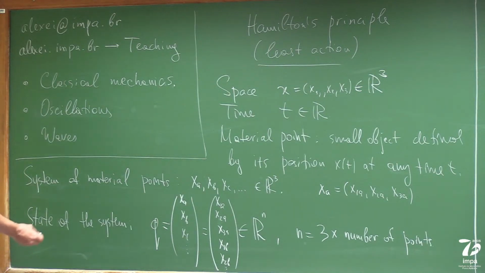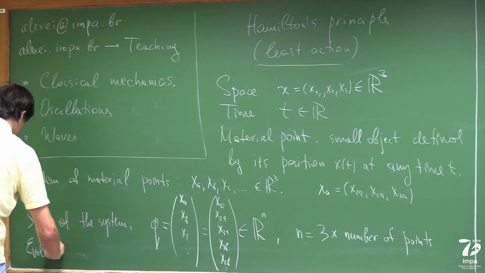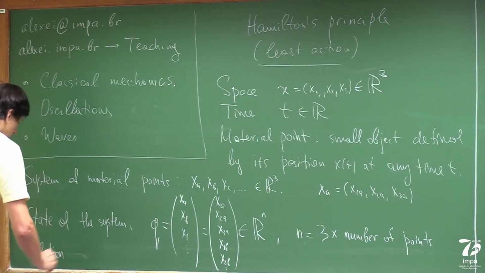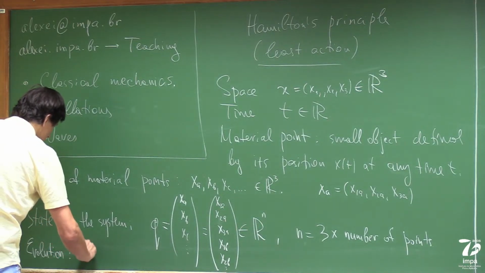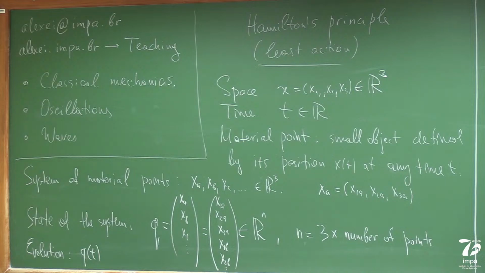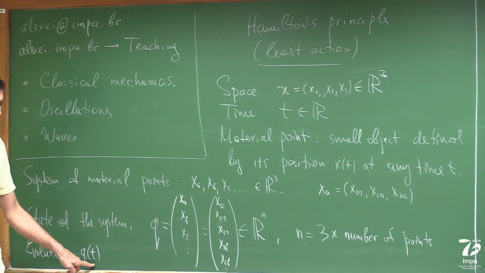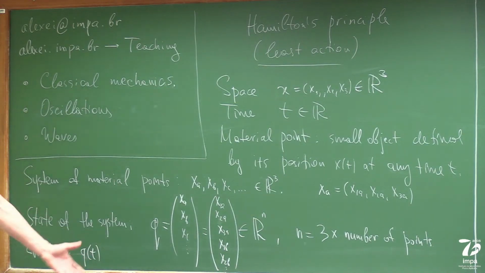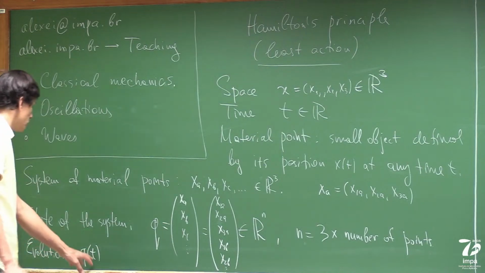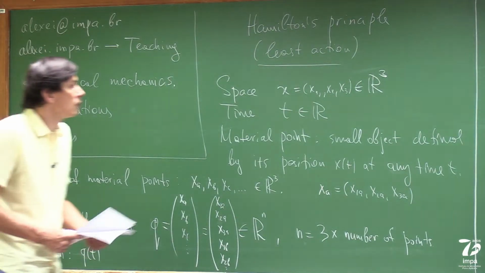And finally, the evolution is given by the function. So you have to define Q as a function of time. Whenever you have this function, the full vector as a function of time, you know at every time where all the points are, and the change of their position with time is exactly what we call evolution. So that's a simple concept.